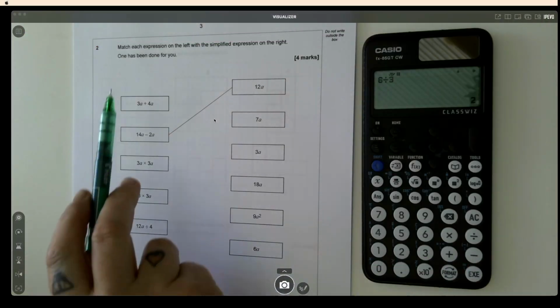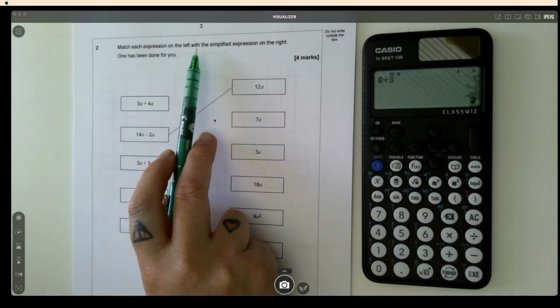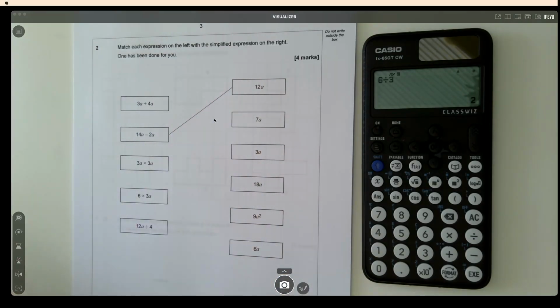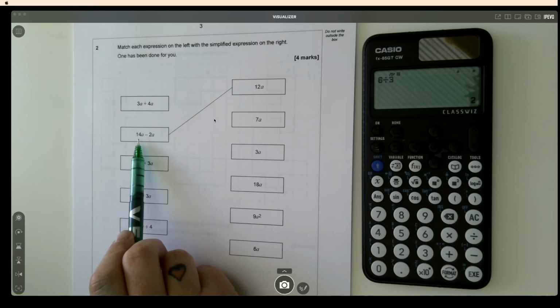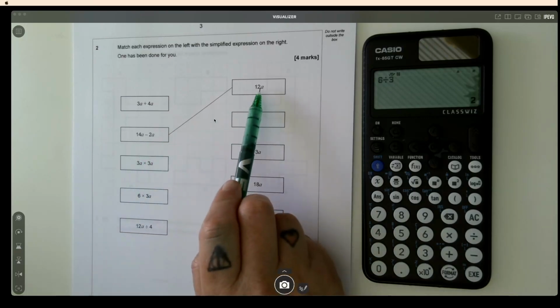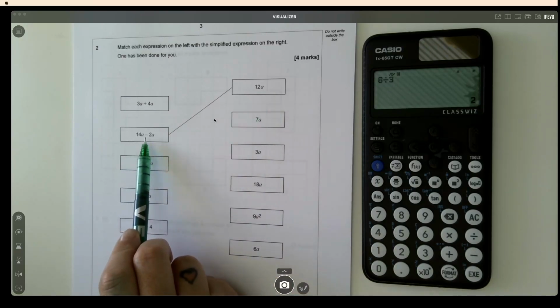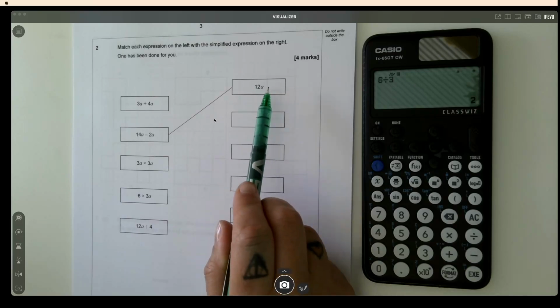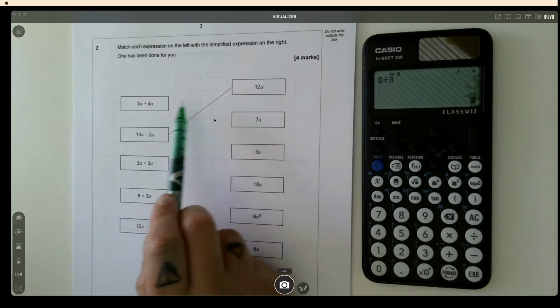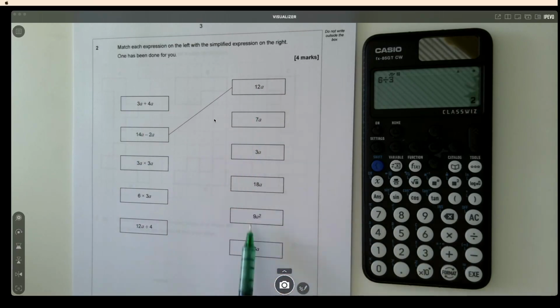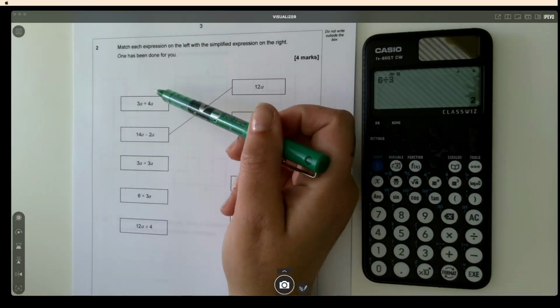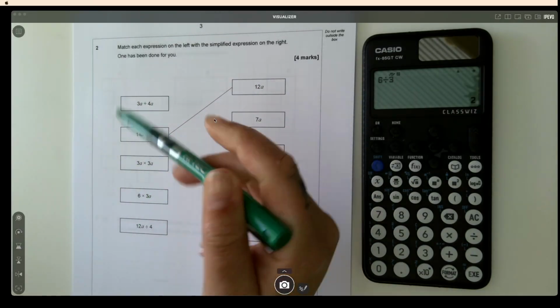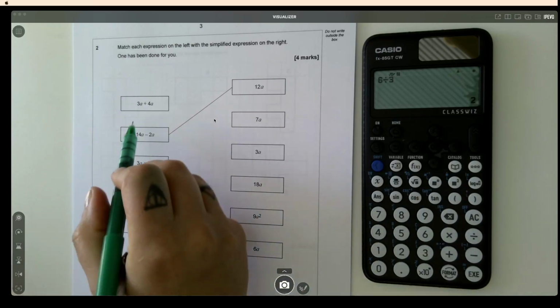Question 2. Match each expression on the left with the simplified expression on the right. One has been done for you. So they've matched 14a subtract 2a with 12a because 14a subtract 2a is equal to 12a once we simplify it, when we collect those like terms. What you'll notice is there's more boxes on this side than here, so we're not going to need to use all of them. So the first thing I'm going to do is go down this left hand side and simplify each of these expressions.